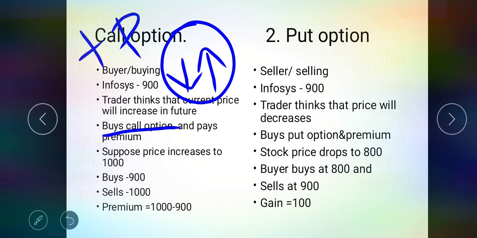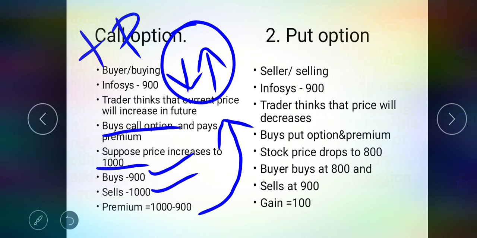Suppose, according to his assumption, the price of Infosys increases from 900 to 1000 at the date of maturity. Then the buyer will exercise the option since he has the right to exercise. In this case, the call buyer will buy the Infosys stock from the seller at rupees 900 and the seller is obligated to sell at rupees 900 as per the agreement, while the market price is 1000. The net profit of the call buyer is 1000 minus 900, less the premium which he has paid while purchasing the call option.